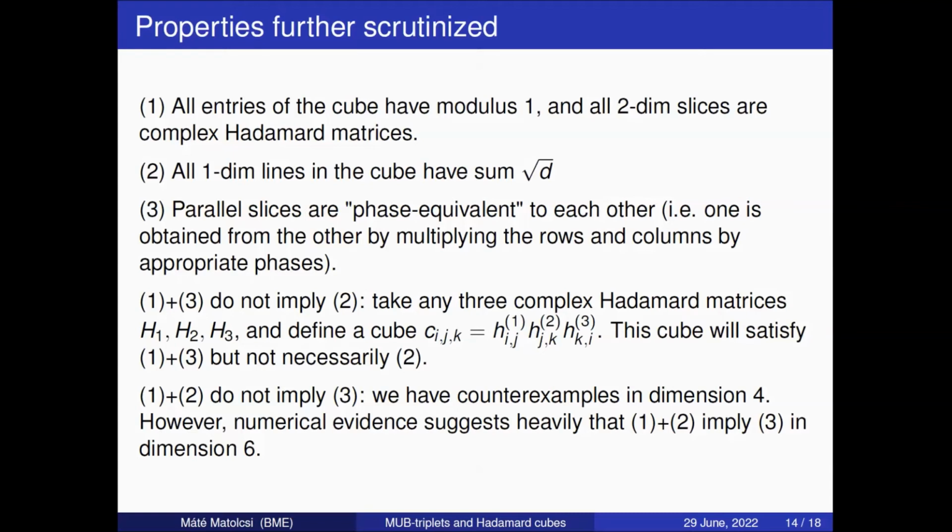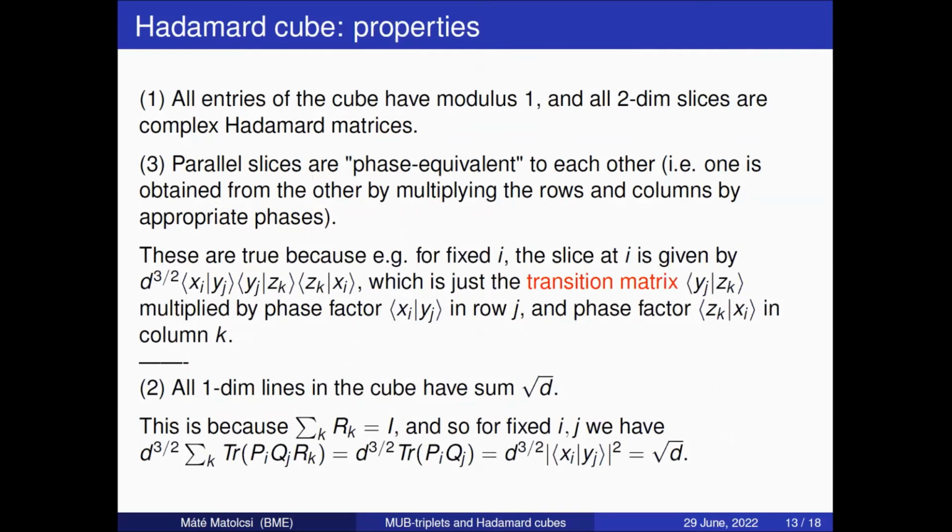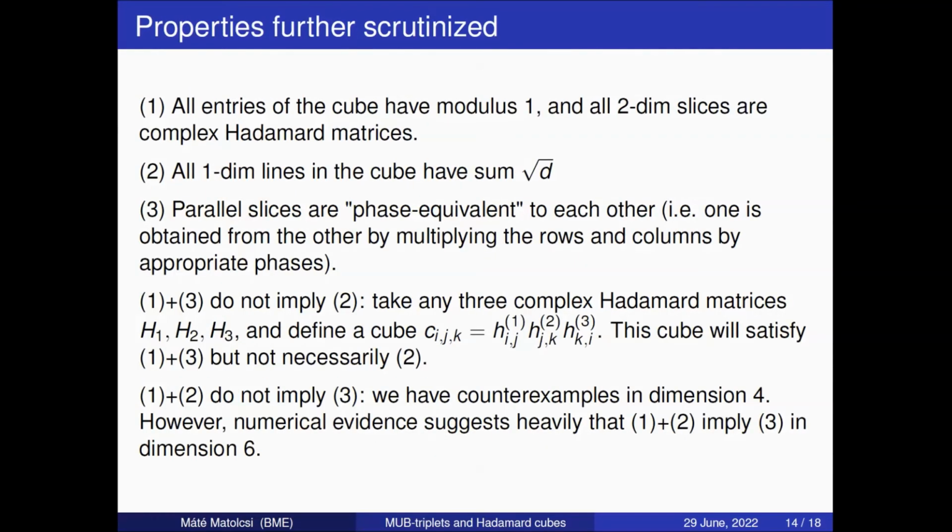You take any 3 Hadamard matrices, H1, H2, H3, and you make a cube by the same trick: H1 at ij, H2 at jk times H3 at ki. You define this cube, you will see that the slices are Hadamards, they are phase equivalent, but of course there is nothing to guarantee that they add up to root n. Because, if I may go back, at the end we used unbiasedness. If there is no unbiasedness, there is nothing to guarantee that they add up, right?